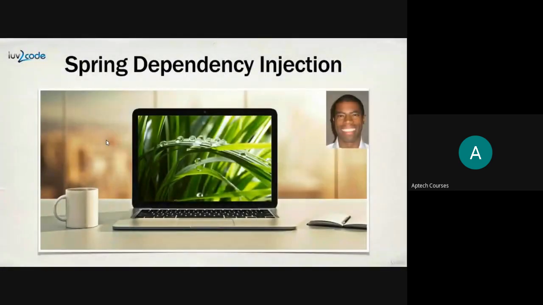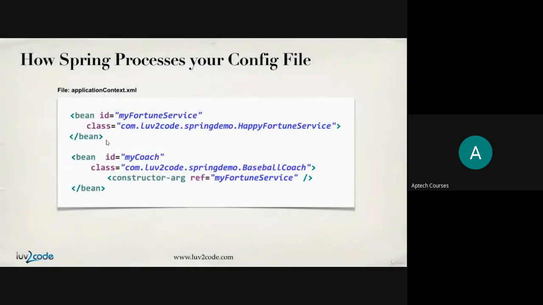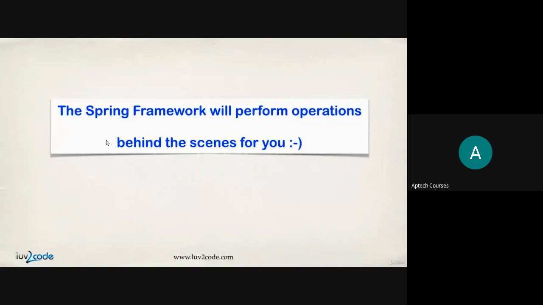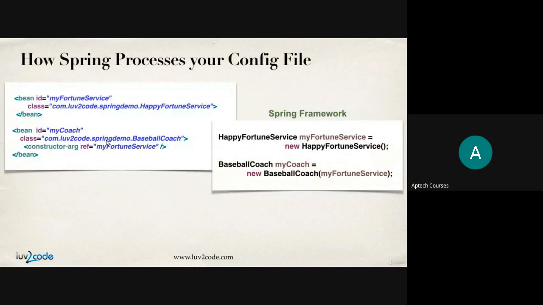Hey, real quick, in this video, we're going to discuss constructor injection and what happens behind the scenes. So we have our Spring configuration file that's been created, but you may wonder, well, what really happens behind the scenes when Spring runs through or processes this file. So behind the scenes, the Spring framework will actually perform some operations for you based on the information you have in the config file. And I just want to show you this code-wise so you get a better feel for what happens.